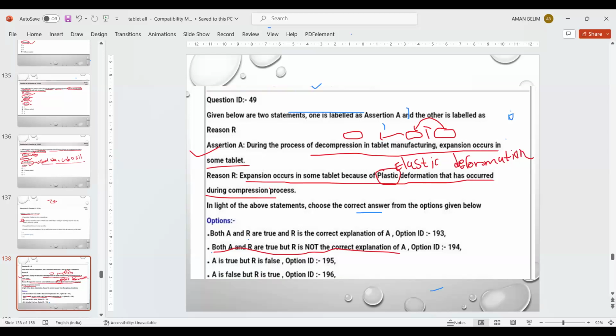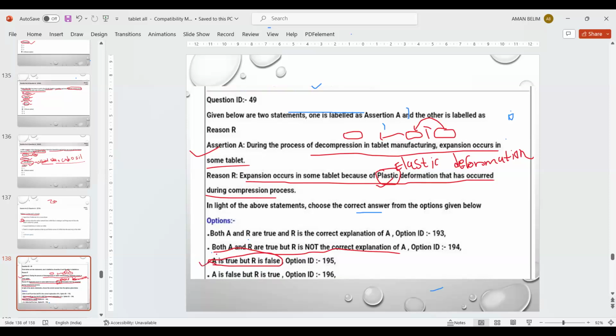Plastic deformation means that the particles will break into smaller particles. The tablet will somewhat break, and after compression it will definitely get compressed, but the particles will get deformed during the compression. That is plastic deformation. It means that particles will get smaller and smaller. Deformation means breaking. In case of elastic deformation, they will again regain their shape. That is elastic deformation. Because of the elastic deformation, expansion occurs. And here they have written plastic deformation. So Vivek, you are also wrong, because the answer will be A is true and R is false.